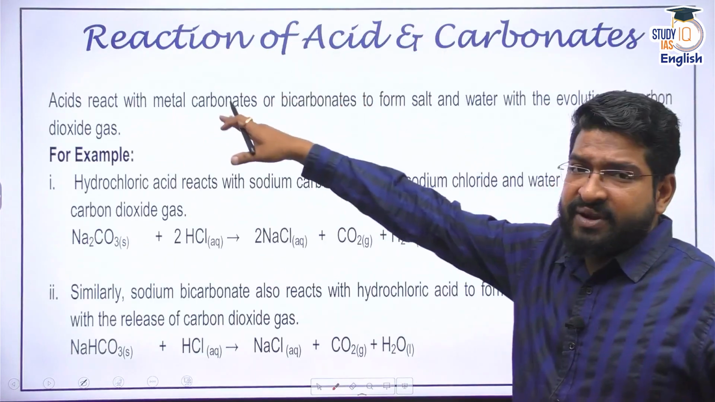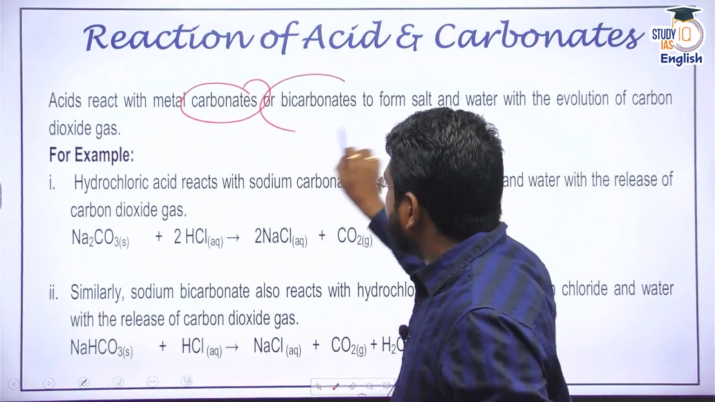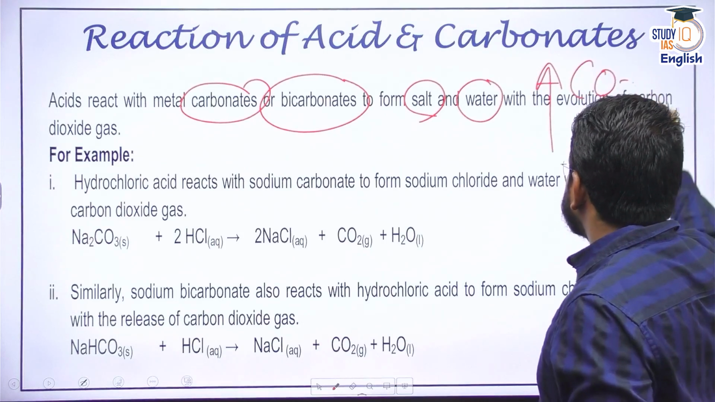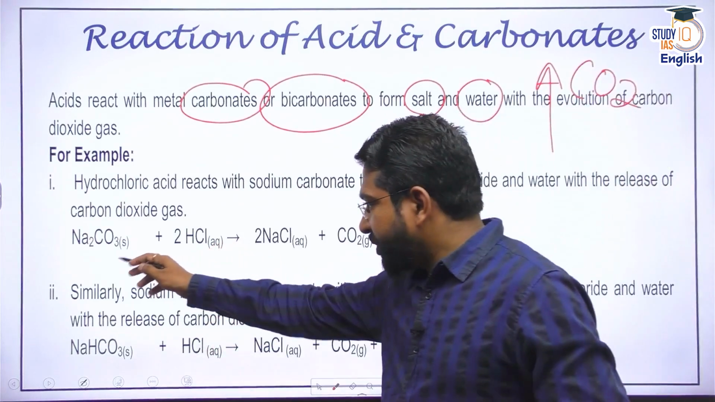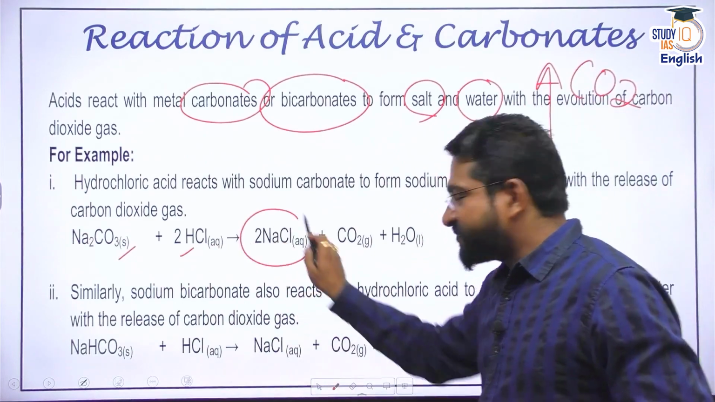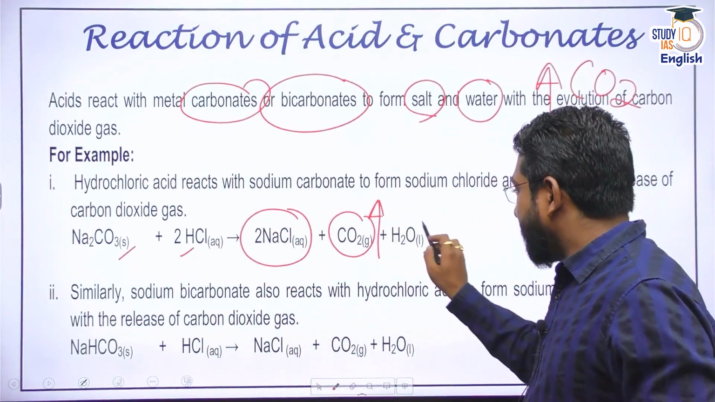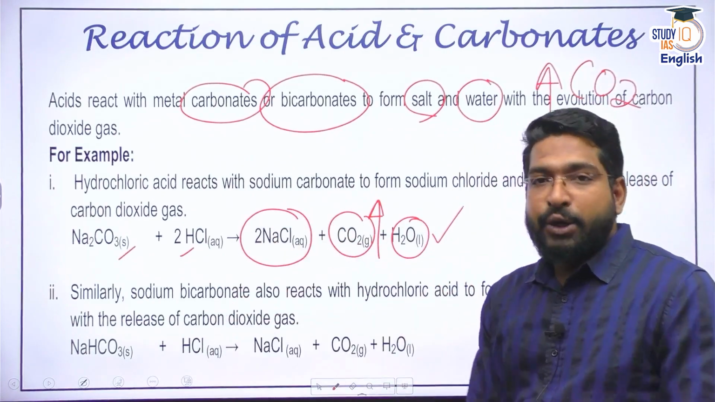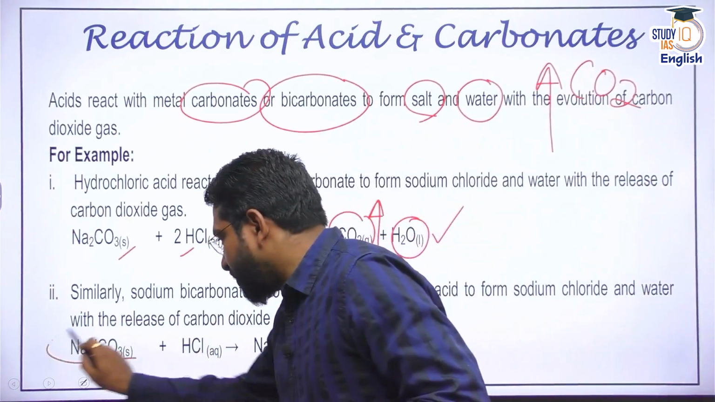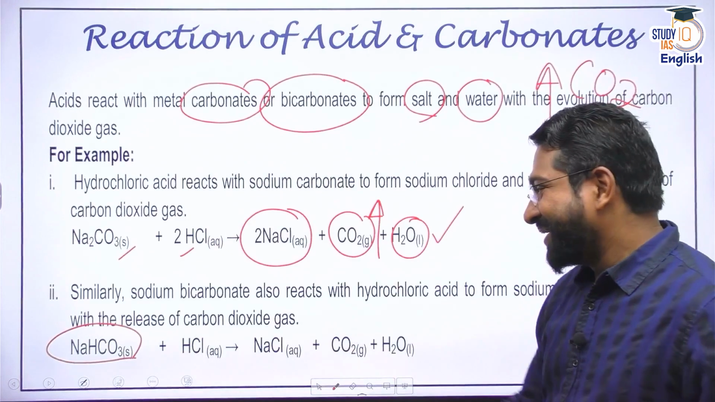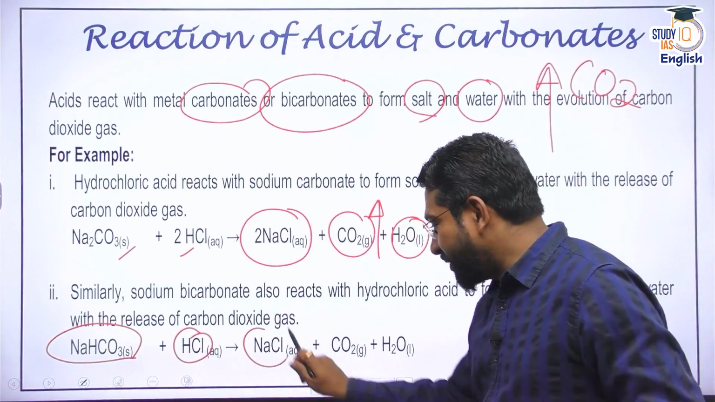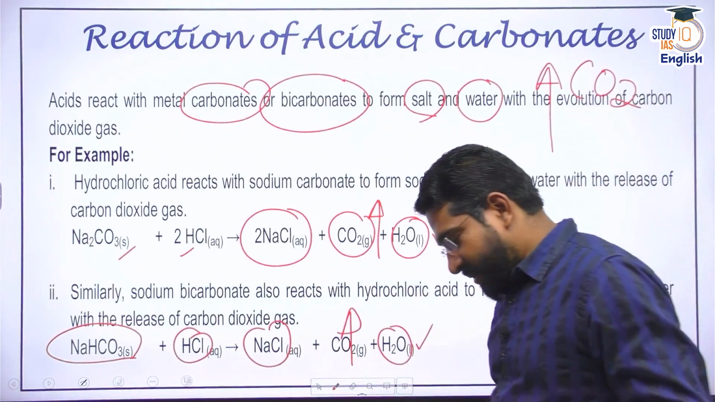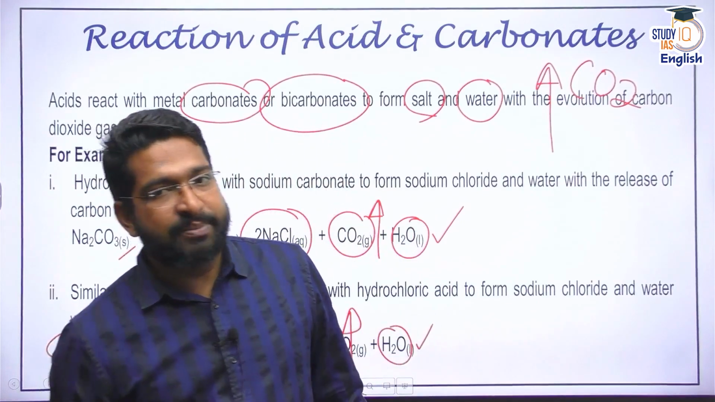Similar reactions: when acid reacts with carbonates or bicarbonates, it basically forms salt and water with the evolution of carbon dioxide. This is the example. Sodium carbonate mixed with hydrochloric acid, sodium chloride is formed, carbon dioxide gas is released, and liquid water is formed. Similarly, if I take a bicarbonate, that means a metal hydrogen carbonate, here sodium bicarbonate, sodium hydrogen carbonate, when I add hydrochloric acid, you will get salt, carbon dioxide gas is released, and liquid water is formed. So this is the reaction of acid with carbonates and bicarbonates.